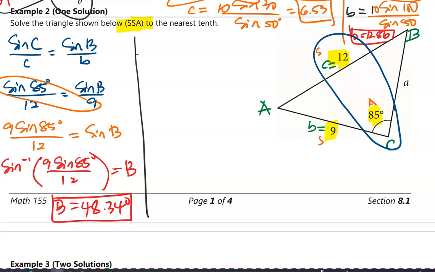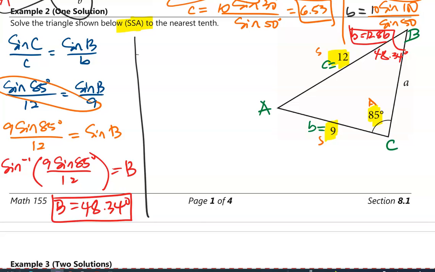Okay. Then next one. So we have now this angle B is 48.34 degrees. Let's solve for what's next?